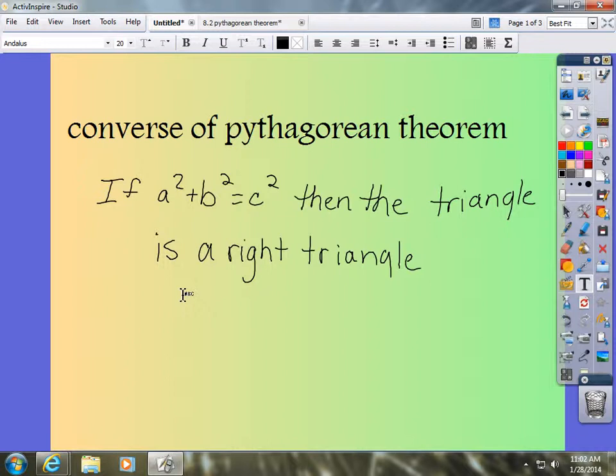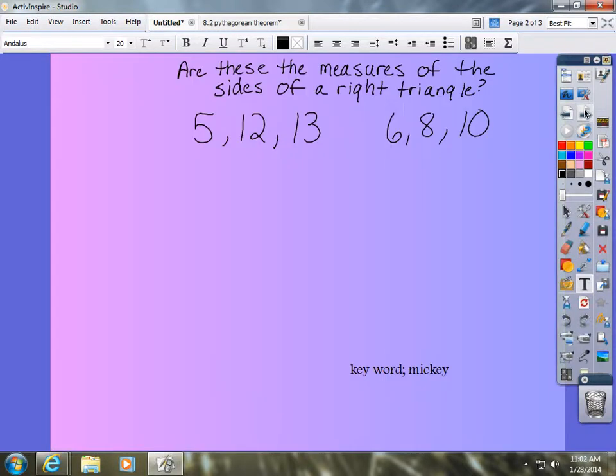Okay, remember converse just means you flip the hypothesis and the conclusion, and the original Pythagorean theorem says that if you have a right triangle, then a squared plus b squared equals c squared. So we're just flipping this idea.